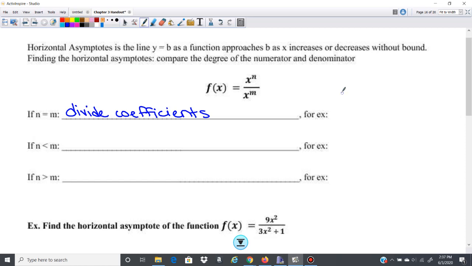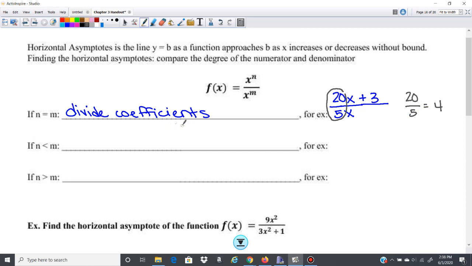Okay, so for example, if I have 20x plus 3 over 5x. Okay, this is a first degree, this is a first degree. What you're going to do is divide 20 by 5. Okay, 20 divided by 5 gives you 4. Okay, and then it's horizontal.